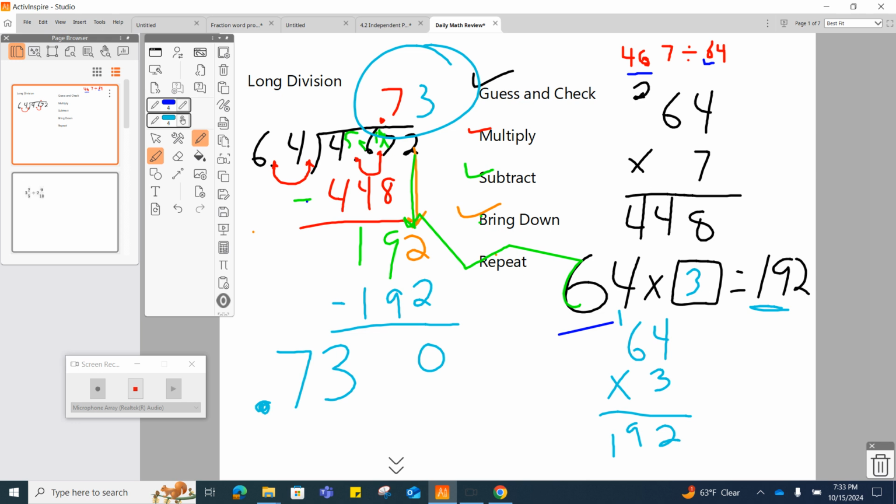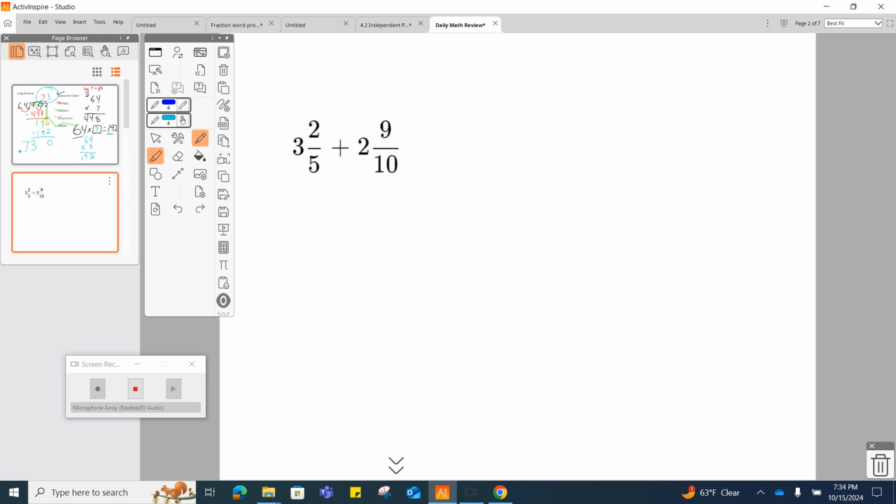I typed these problems ahead of time to make it a little bit easier. Basically, we're going to keep the 3 and the 2 to one side, okay? And we're going to deal with just these fractions, with converting these fractions. So I have 2/5 and I have 9/10. And I need to find a common denominator.